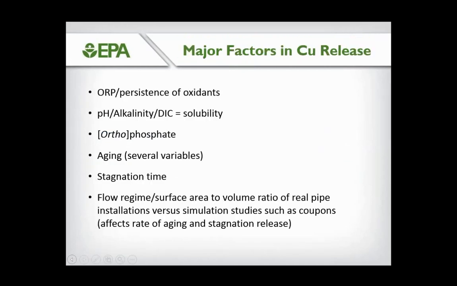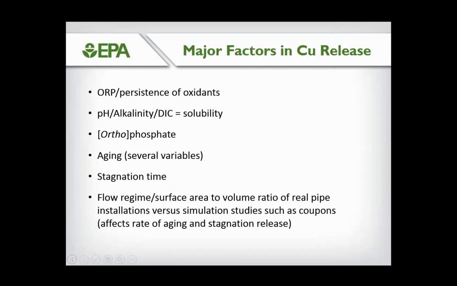The main factors in copper release: oxidation reduction potential or persistence of oxidants. Not the same way as lead-4, but the difference between copper-1 chemistry and copper-2. Copper-2, the more oxidized form, is far more soluble. pH, alkalinity, and orthophosphate make a huge difference in copper-2 solubility. Huge factor is aging, and this was just something that was discovered in the middle 90s after the development of the lead and copper rule.